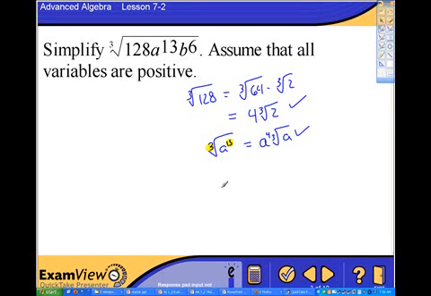Then finally we've got b to the 6th. So I've got the cube root of b to the 6th. How many times does 3 go into 6 evenly? Twice with none left over. So I'll just get a b squared out. There's the other part of the answer. So my final answer should be 4, a to the 4th and b squared on the outside, and then what's inside the cube root is a 2 and an a. My final answer.